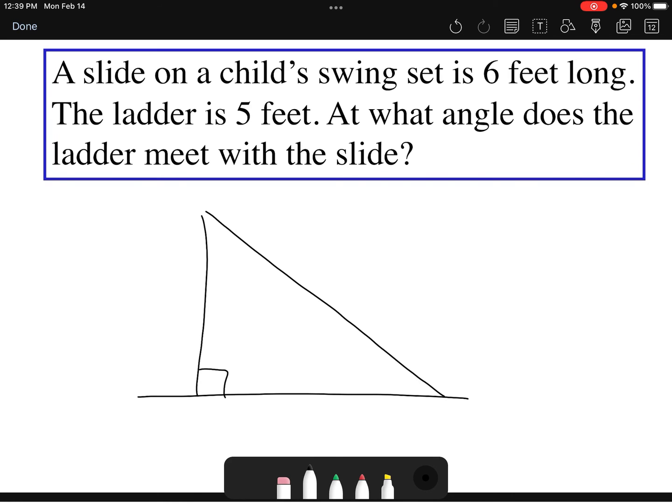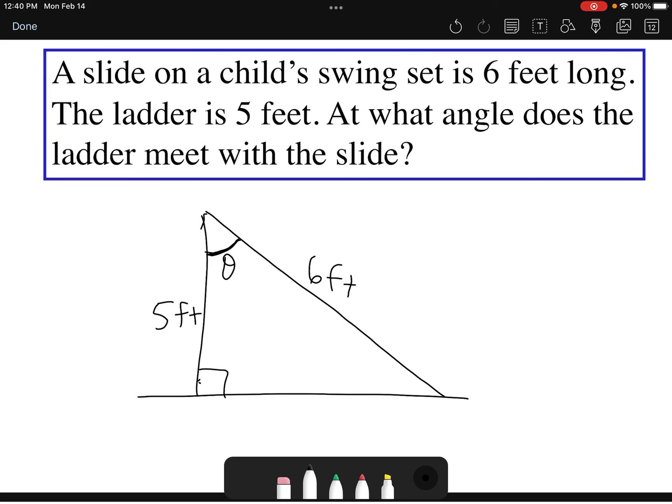There we go. There's the slide. So this is 5 feet high, and this is 6 feet long. Now I realize there's probably an angle here. It's not exactly 90, but that's okay. We're supposed to find theta. What angle does the ladder meet with the slide?